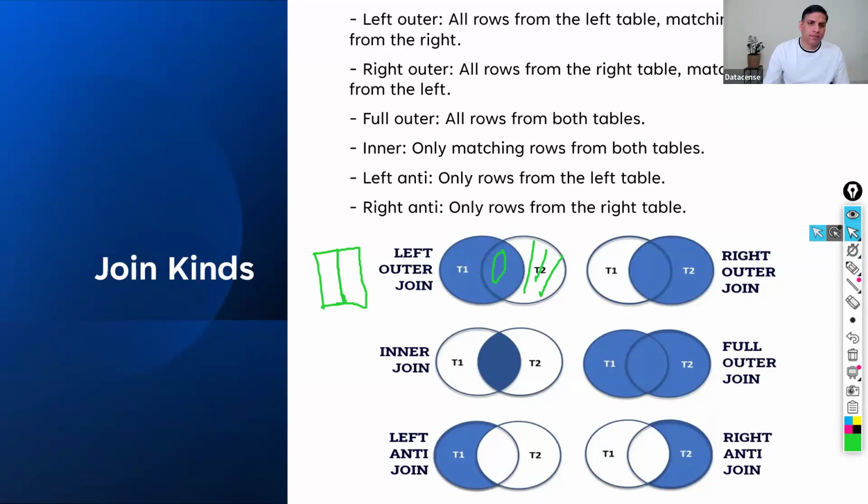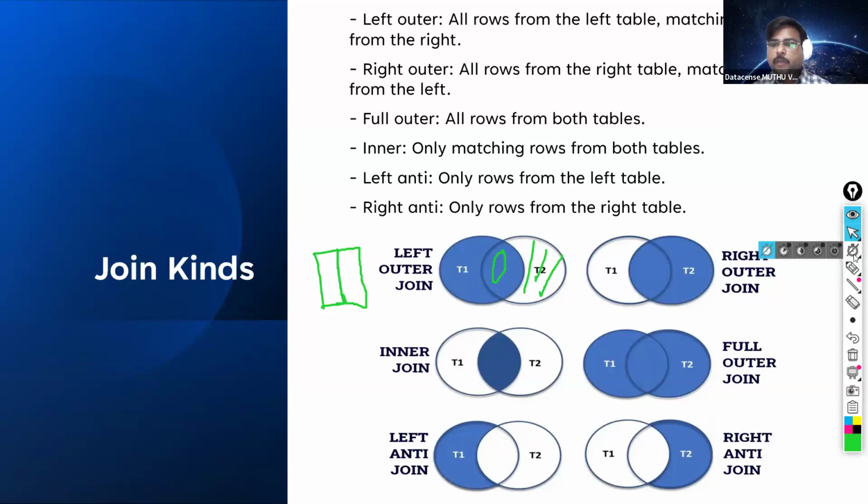No problem. The next one is the right outer join. It works in the same manner. Whatever the data we have on the right table, you can see the blue color on table two, the second circle. This is the complete data of table two, and only the part of data from table one which is common to table two, the intersection portion, will be fetched here. So this is called the right outer join.